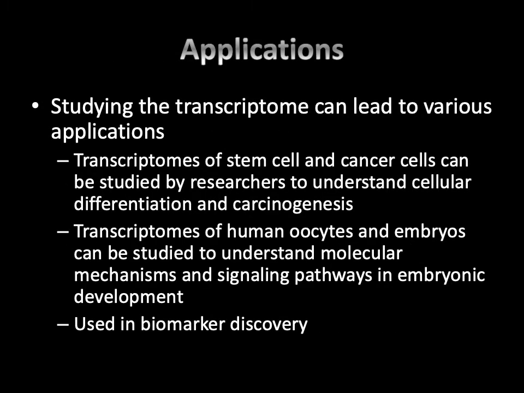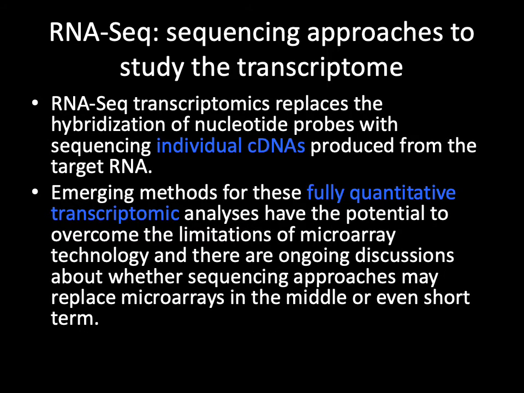So by studying the transcriptome, this can lead to various applications. We can look at transcriptomes of stem cells and cancer cells, which can be studied by researchers to understand cellular differentiation or carcinogenesis. We can also look at the transcriptomes of human oocytes or embryos, which can be studied to understand the molecular mechanisms and signaling pathways in embryonic development. And this can also be used in biomarker discovery.